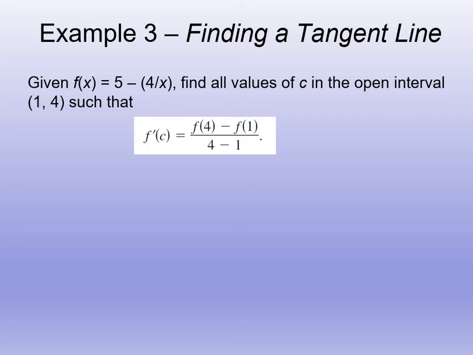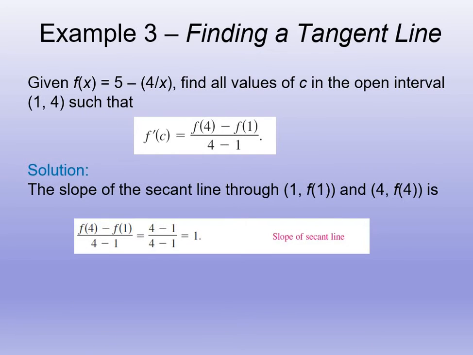We have f of x equals 5 minus 4 over x. We want to find all the values of c in the open interval 1 to 4. So we're going to find f of 4 minus f of 1 divided by 4 minus 1. That yields 4 minus 1 divided by 4 minus 1, and we get 1. That's defined as the slope of the secant line. Why is it the secant line? Because it's through 2 points. Remember, the secant line requires 2 points to calculate it. As we work through that, that's really all we're doing with the mean value theorem.